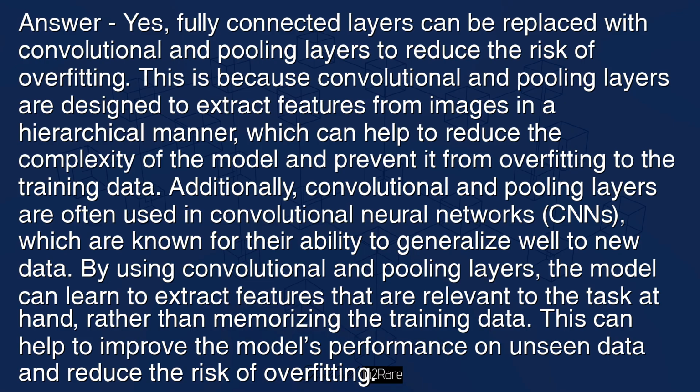Additionally, convolutional and pooling layers are often used in convolutional neural networks (CNN), which are known for their ability to generalize well to new data. By using convolutional and pooling layers, the model can learn to extract features that are relevant to the task at hand, rather than memorizing the training data. This can help to improve the model's performance on unseen data and reduce the risk of overfitting.